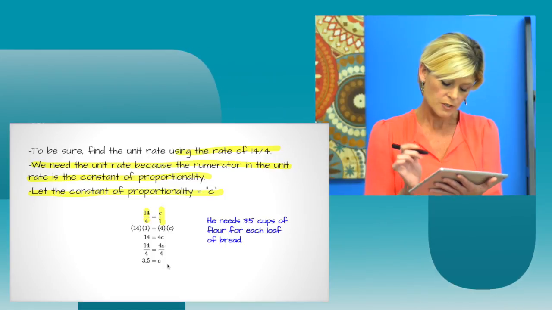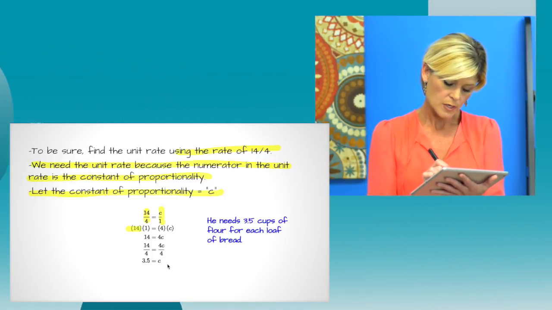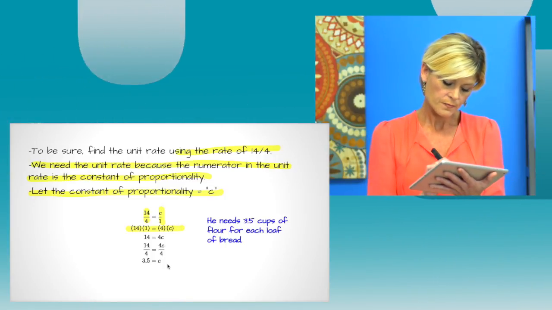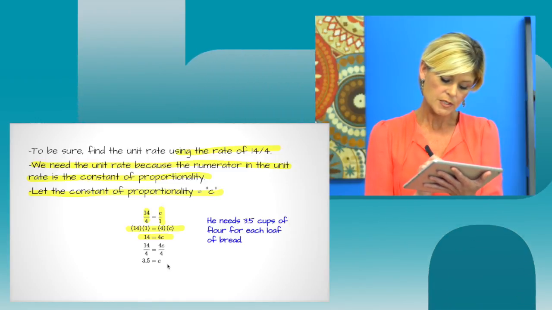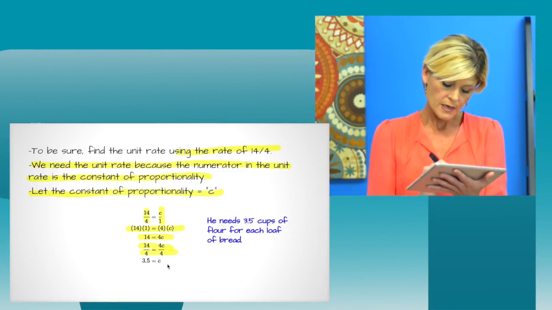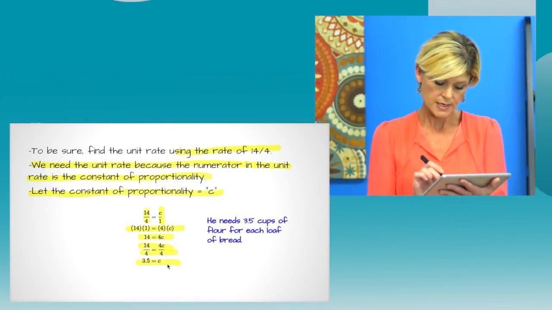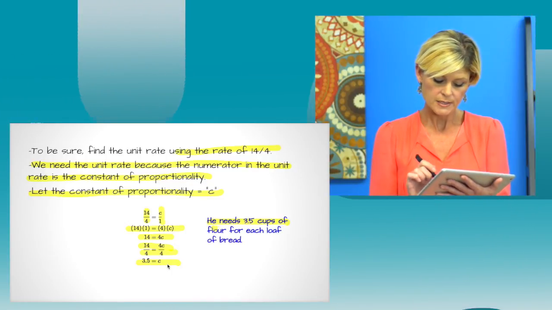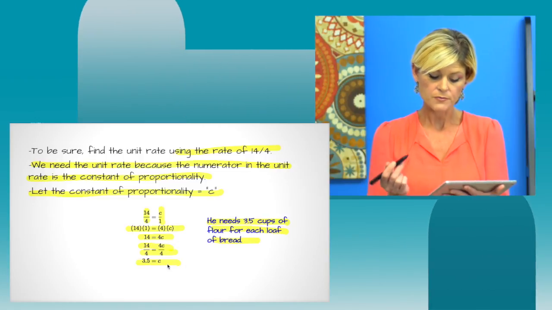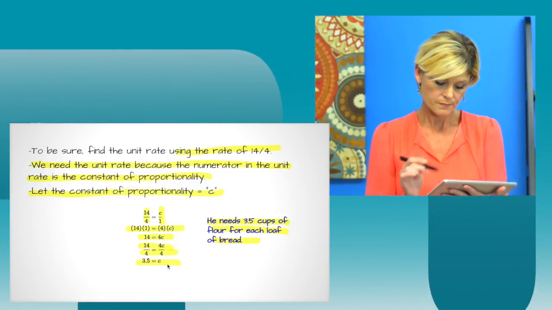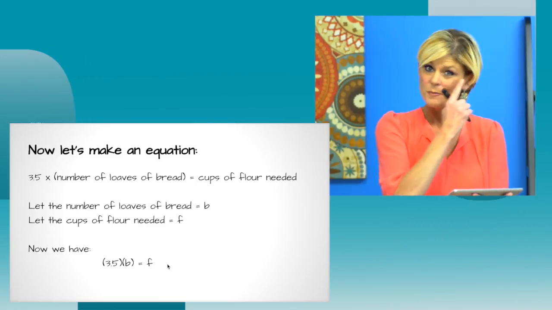So 14 times, we're going to cross multiply. 14 times 1 equals 4C. So 14 equals 4C. Then we're going to divide both sides by 4, and we come up with C equals 3.5. And so we know now that the baker needs 3.5 cups of flour for each loaf of bread. But we're not done yet.